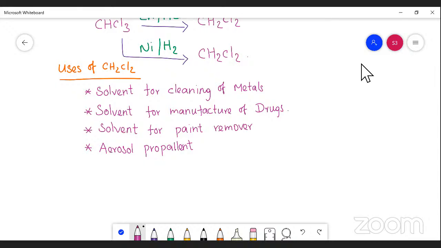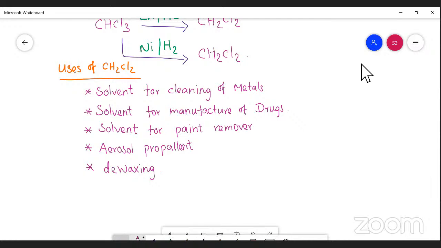And it is used as a solvent for de-waxing. So these are the uses of methylene chloride. Okay. Now we may take the next compound.